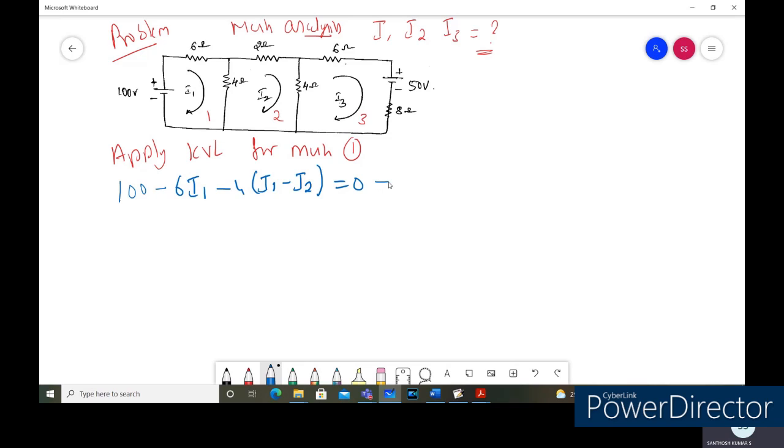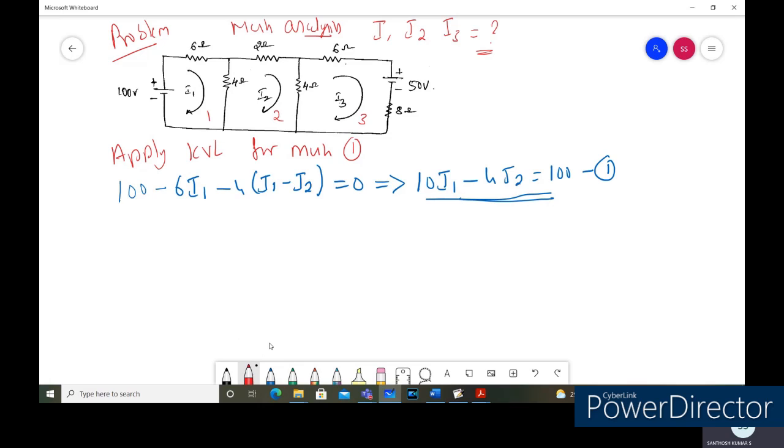Now we'll simplify this expression and we'll send the known quantities towards the RHS part, and unknown quantities will retain here. So minus 6 and minus 4 are in the same polarity, so that will become equal to the 10 I1 minus 4 I2. So this will become equal to the 100 volts. Let us call this as the equation number 1. So this is the equation 1 we got, applying the KVL for the mesh 1.